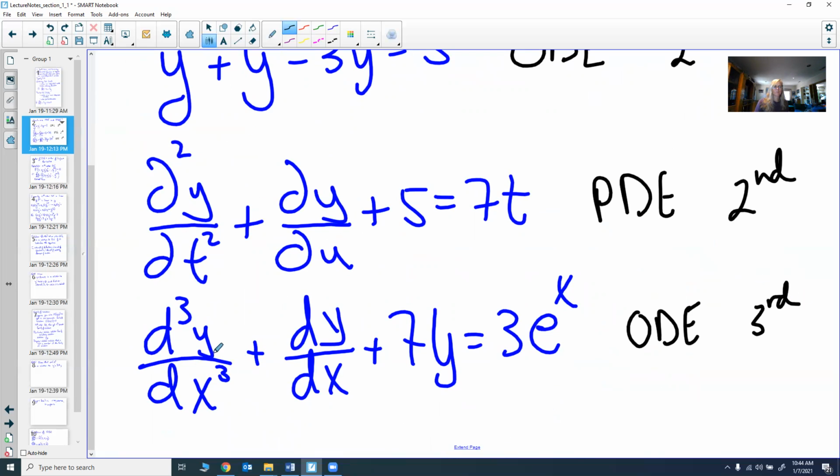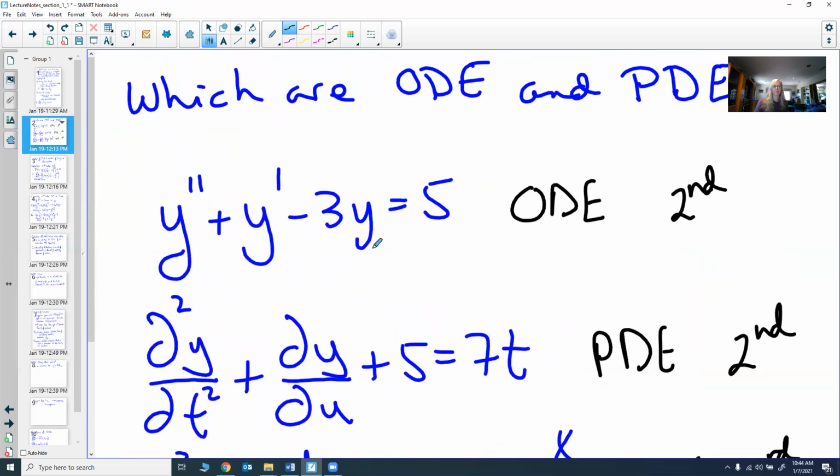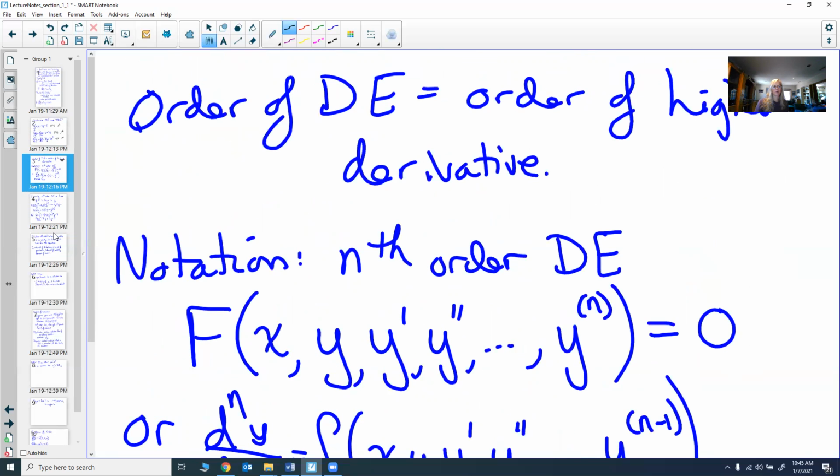We could also rewrite these. I could solve this for the third derivative, get everything to the side, and that would be my normal form. Or I could solve and get all of this equal to 0, bring the 5 over here, and get this all equal to 0, and that would be the other form that I could have. So that would be your other notation.